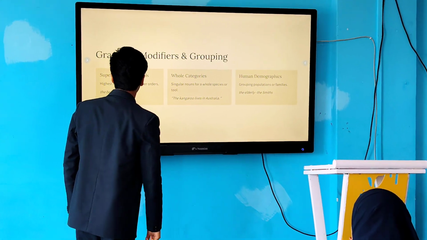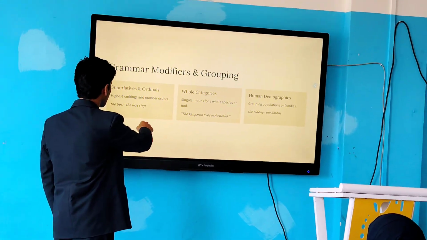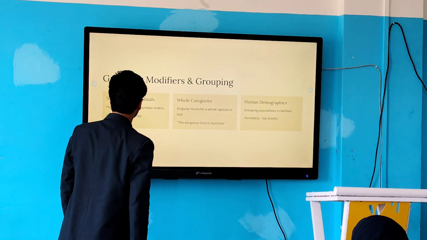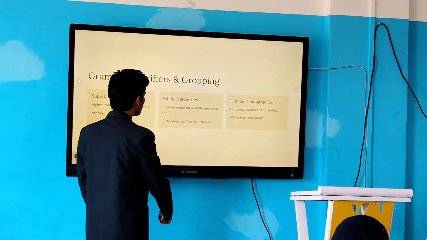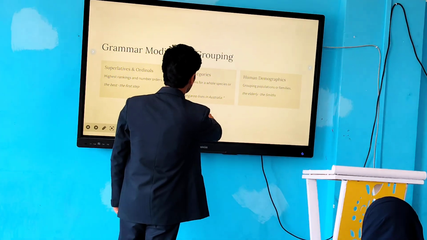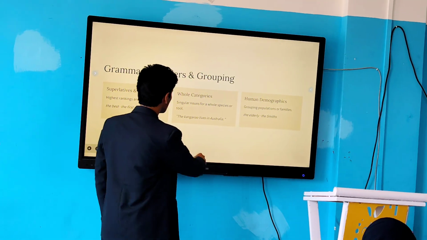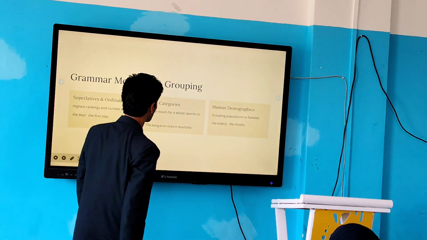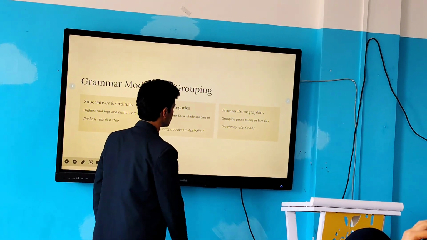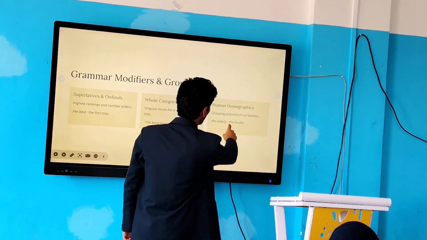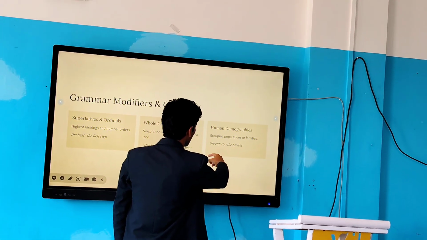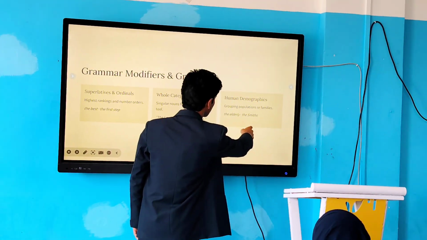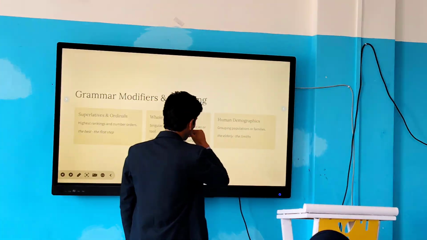Superlatives and ordinals. Highest rankings and numbers like the best, the first, we use the to start to explain this. Whole categories. The kangaroo lives in Australia. We use the kangaroo. This refers to the whole category of kangaroos, all those who live in Australia. Grouping populations of families. The elderly, the Smiths. We are talking about a whole family, a specific family. The elderly, all the elderly people.